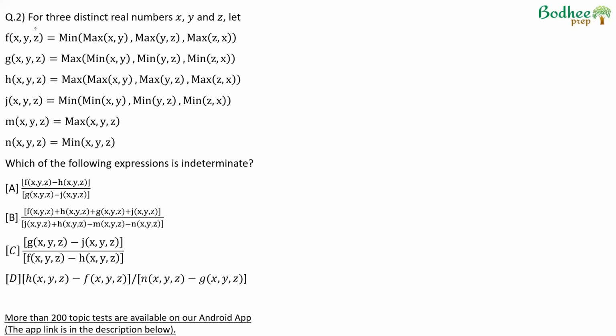For three distinct real numbers x, y, z, the function f is defined as minimum of three values, maximum of xy, maximum of yz, maximum of zx. What we can do is take x equal to 1, y equal to 2, and z equal to 3, and then see what happens. These functions are defined, and we have to find out which of the following expressions is indeterminate. A function will be indeterminate invariably when the denominator is 0.